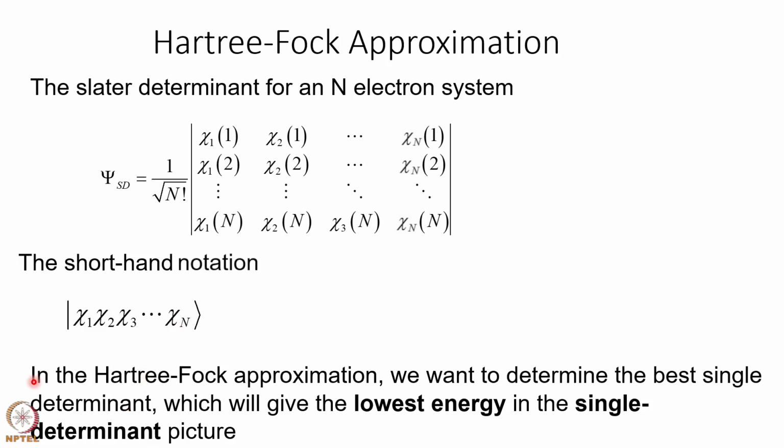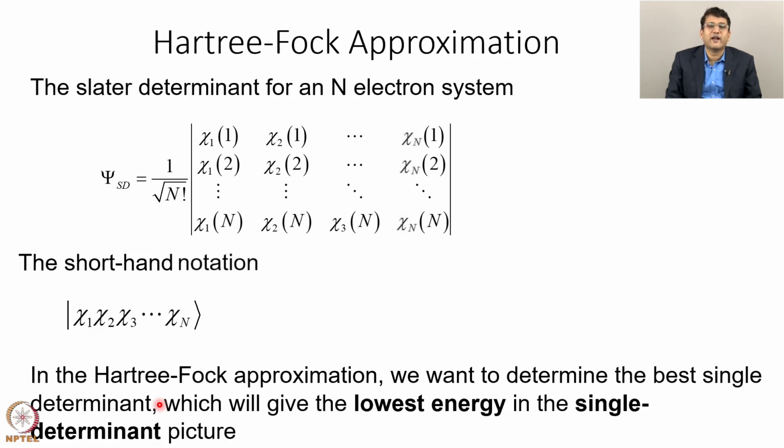So, in the Hartree-Fock approximation, we want to determine the best single determinant which will give the lowest energy in the single determinant picture. Hartree-Fock approximation starts with the assumption that my wave function consists of just one determinant. Of course, it is an approximation. The exact wave function cannot be a single determinant, and it can be proved that it cannot be. So, I am working with a single determinant picture.